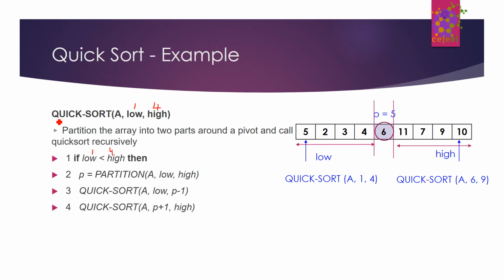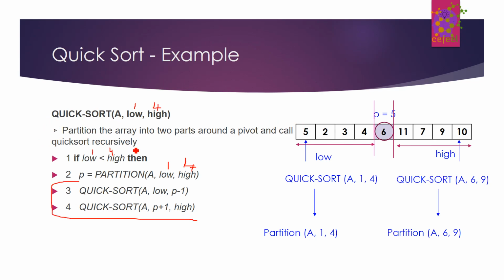And then the partition procedure is called again, A, low, high, 1 and 4. So we will call partition A 1 4. Similarly, the right part of the array, quicksort A 6 9, will go ahead and call partition A 6 9 in the same way. So let's now see what these partition procedures will do, and then we will come back to step 3 and step 4.